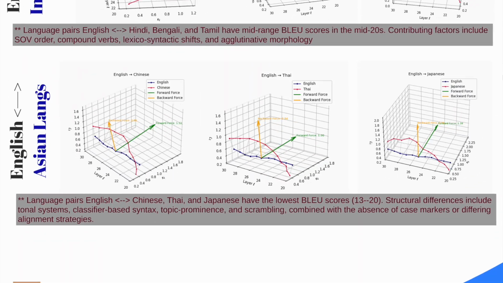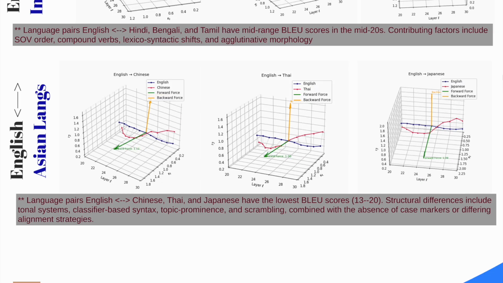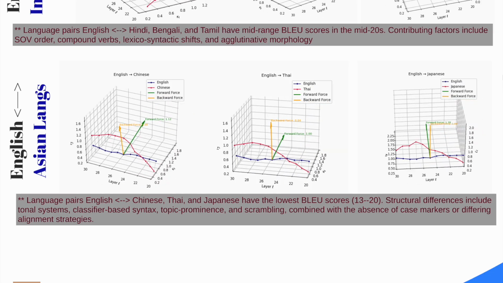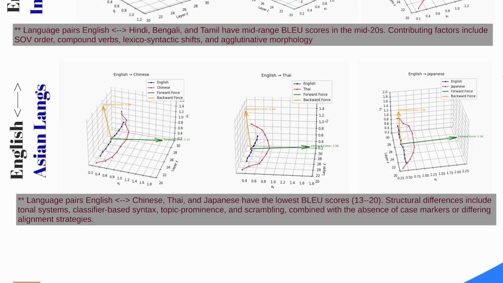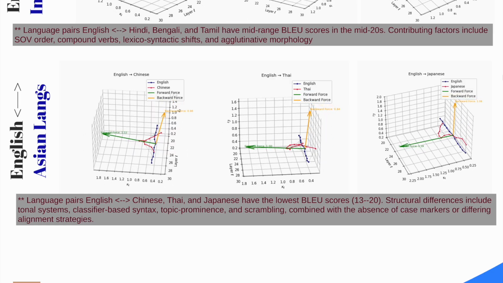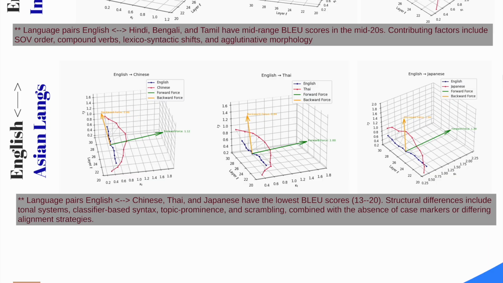English paired with Asian languages, Chinese, Thai, Japanese, are the hard end of the spectrum. In the nDNA view, these pairs show the longest paths and the highest torsion. Mid to late layers spend a lot of forward epistemic force to rebuild structure, then fire large backward corrections, evidence that the model must both bridge a big gap and untwist misaligned routes.